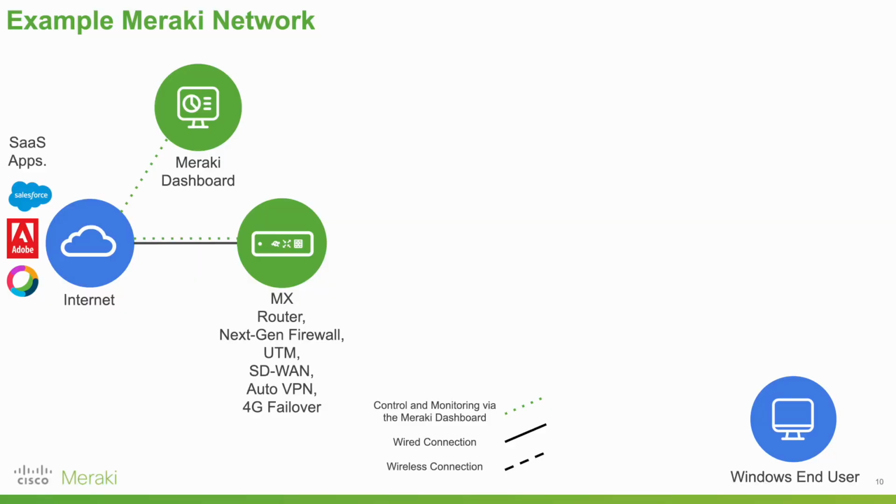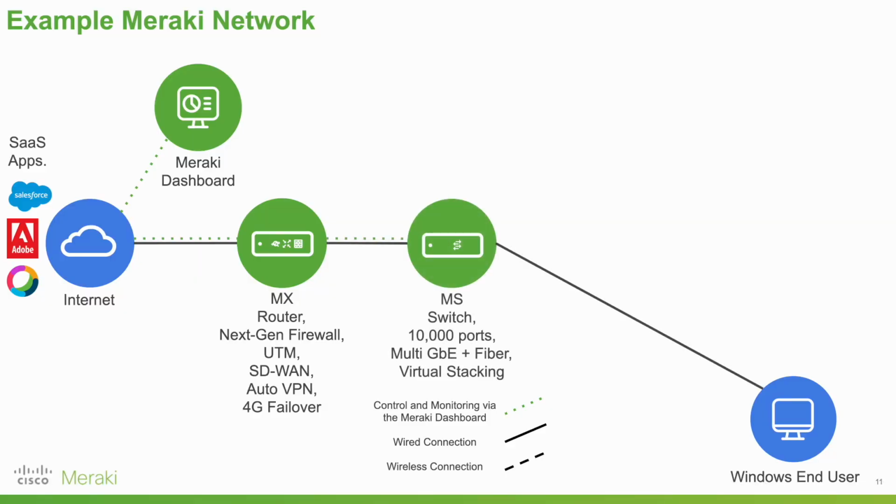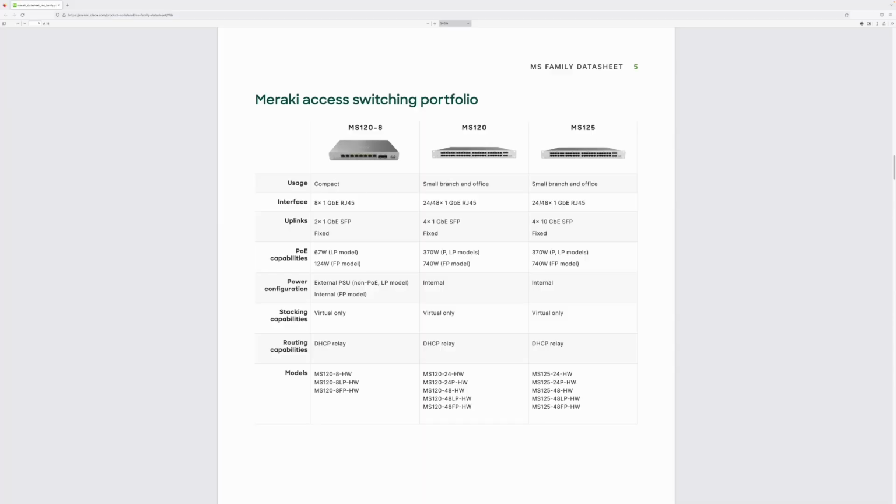Alright, moving away from Layer 3 with MX to Layer 2 with MS. These are switches that can handle up to 10,000 virtual ports, multi-gigabit Ethernet plus fiber, and virtual stacking. Jumping into the MS datasheet, we can have a quick look at all the different models. Starting with some of the low-end access switches, these include the MS120 8-port switch, the MS120 24 and 48-port switches, and even up to the MS125. Noting the P, LP, and FP models are all PoE, and these are the base level switches with Meraki.